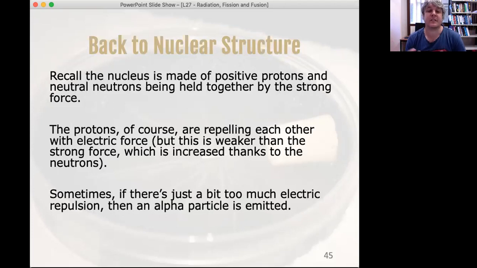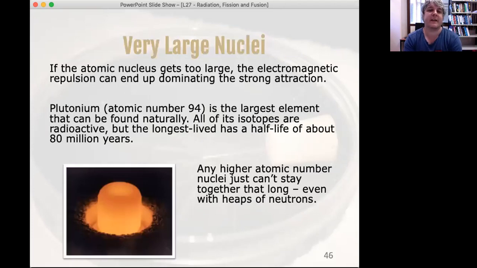But sometimes there is just too much electric repulsion and an alpha particle is emitted. That's what we've already talked about. Sometimes there are too many neutrons, too much of the glue, and one of them will just convert to a proton. So we already talked about that. But what about when the atomic nucleus gets even bigger than that? Plutonium, with atomic number 94, is actually the largest element that can be found naturally.